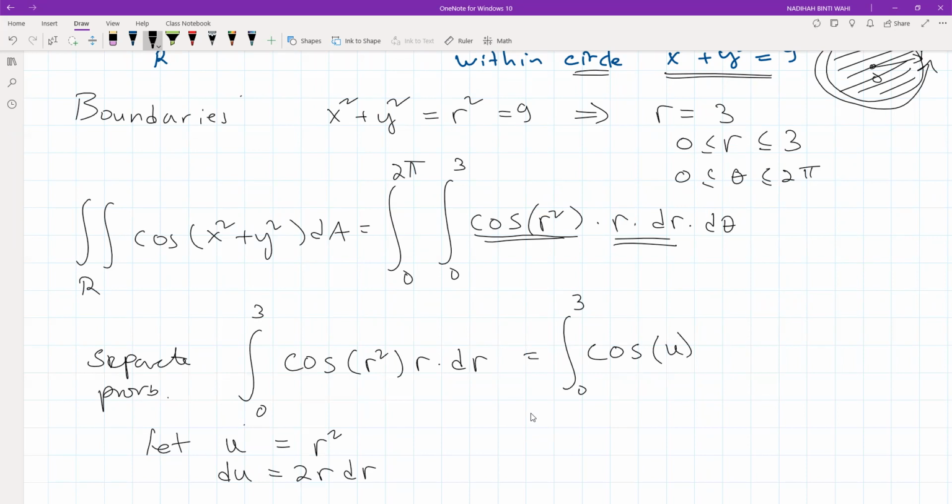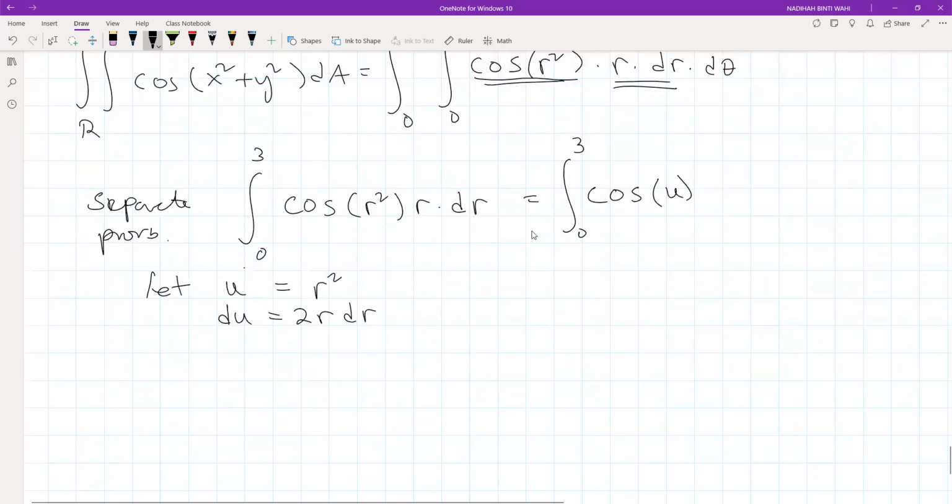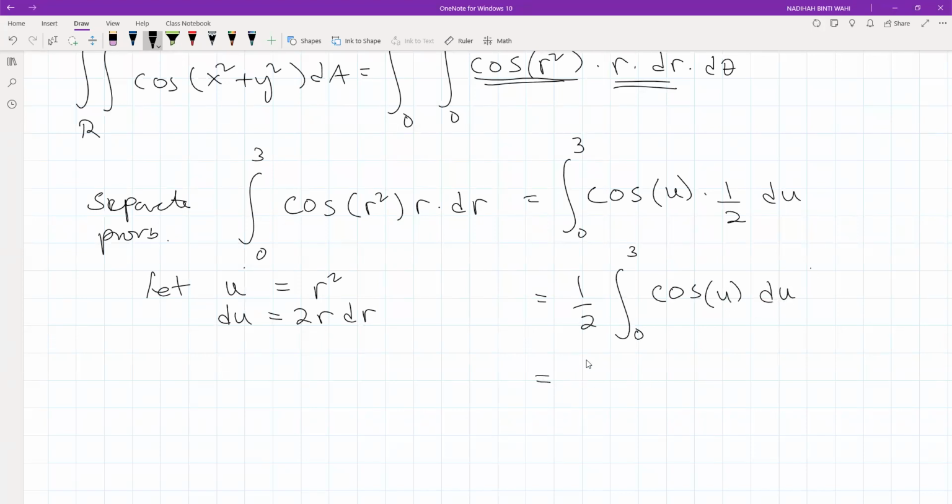And then r dr is just 1/2 of du. So you can take out 1/2 outside, from 0 to 3, cosine of u du. So this is just 1/2 sine of u. Evaluate from 0. Sorry, I forgot to change the limit above this. Okay, let's see. What's the upper limit and the lower limit?